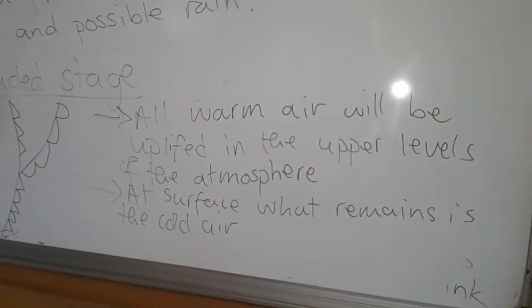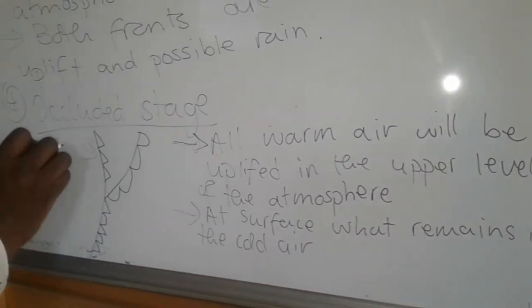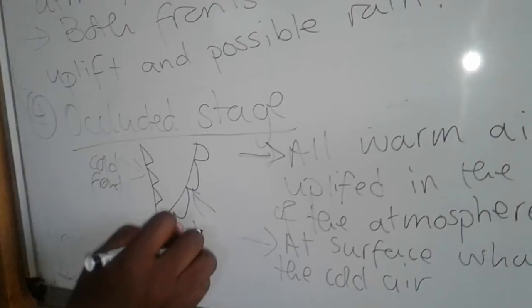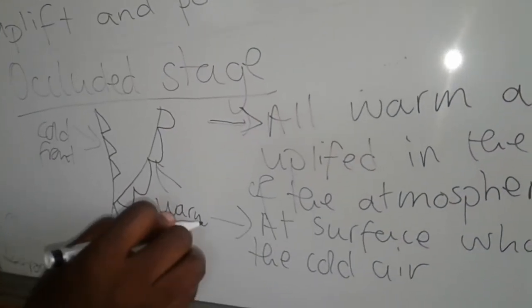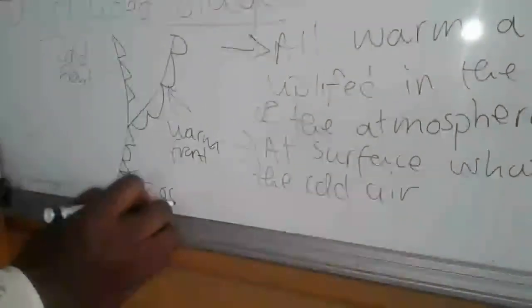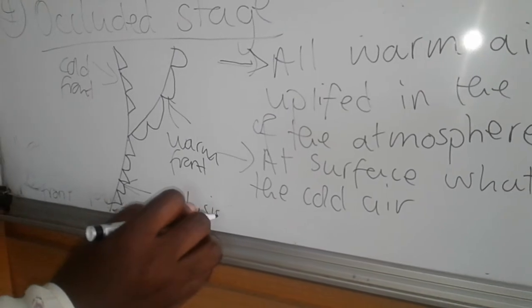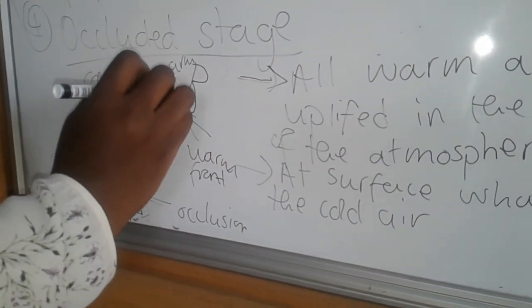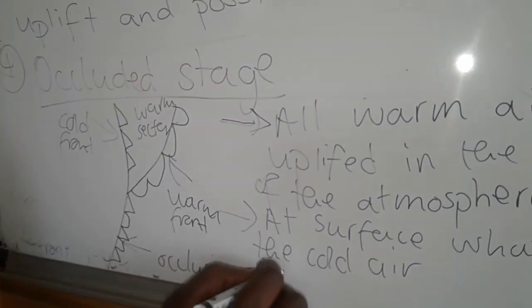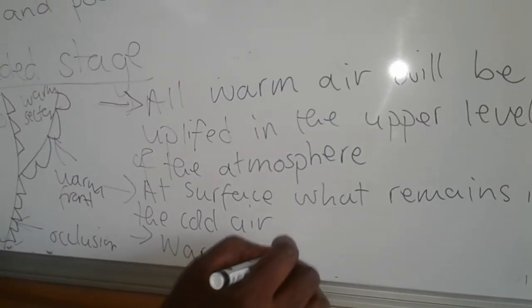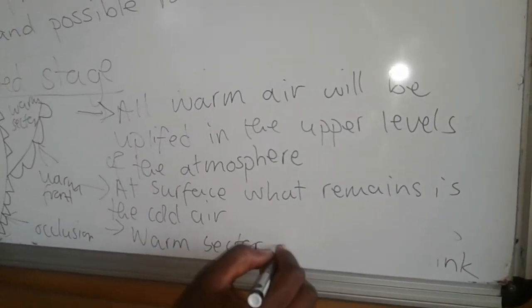Isn't it? So this is our cold front. This is our warm front. This is the occlusion. And this is our warm sector. So it means also our warm sector narrows as we reach into the occlusion stage.